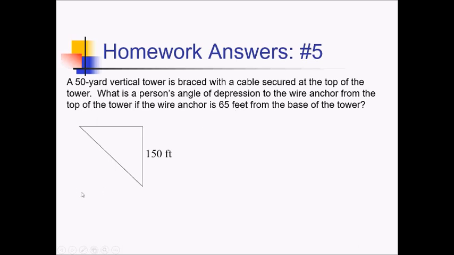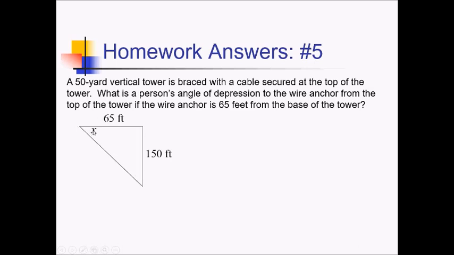Now, they also said that the wire anchor is 65 feet from the base of the tower. So here's the base of the tower over here in the lower left. Here's the anchor. So this distance is 65 feet, but again, that's not part of the triangle, so we use the top of the triangle that represents the same distance and put the 65 feet up there. Now we wanted the angle of depression. That is the angle between the horizontal of the triangle and the hypotenuse, so this angle right in here.